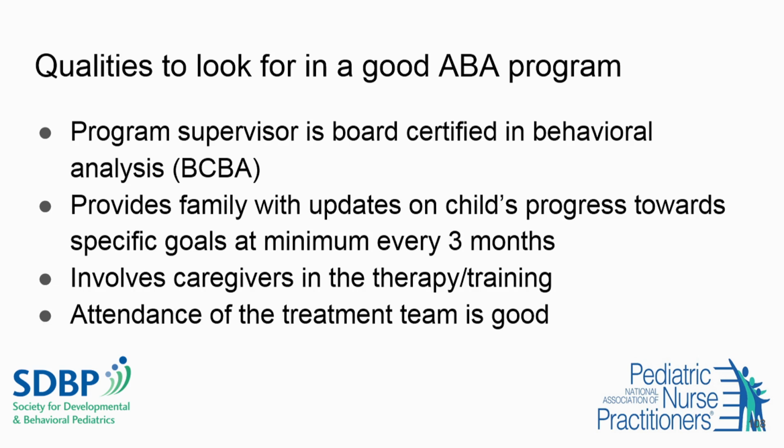The program should very often provide the family with updates on a child's progress towards specific goals, at minimum every 3 months, often sooner. They should involve caregivers in the therapy and the training. Attendance of the treatment team should be good. There shouldn't be a lot of missed sessions, a lot of changes in the schedule. And another thing to look for, ABA was originally designed to decrease disruptive behavior. So if that behavior is increasing or not getting better, that's a sign that it's not working and something needs to be changed or adjusted.